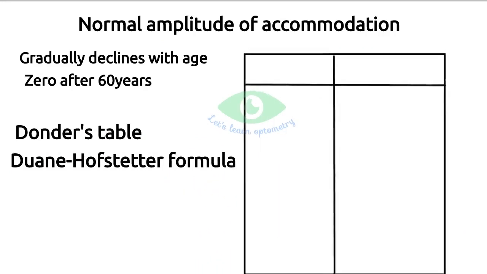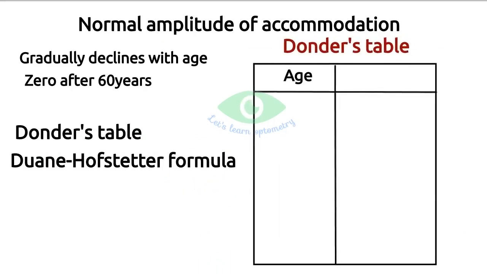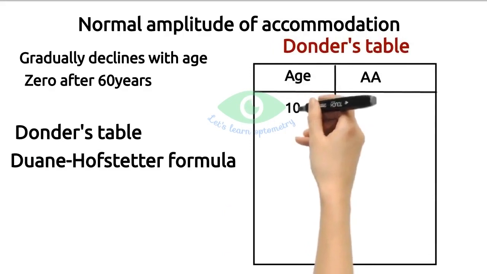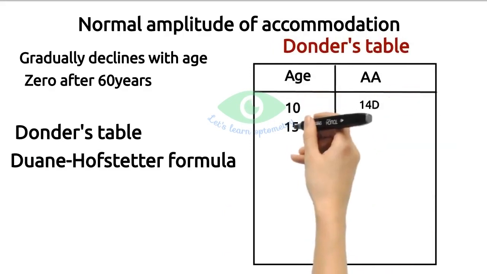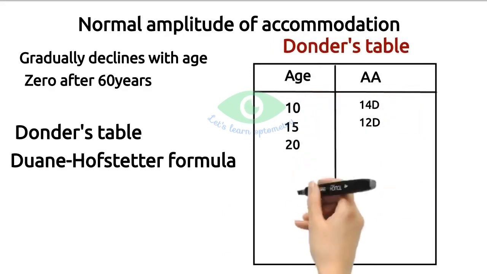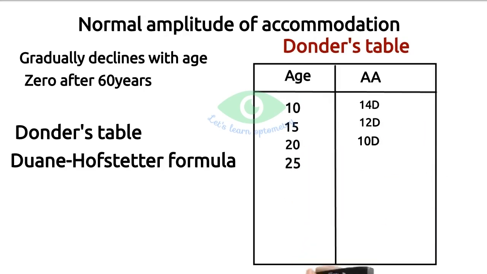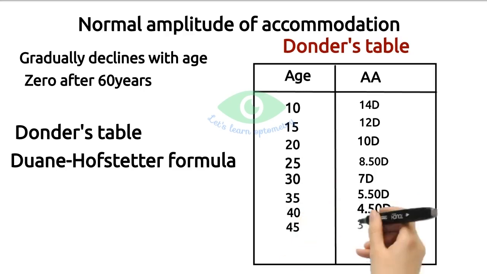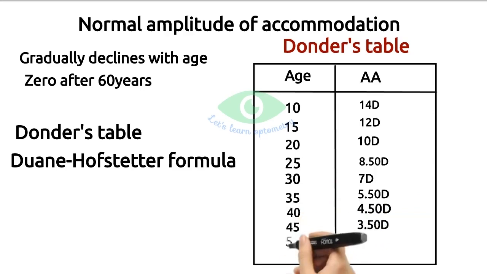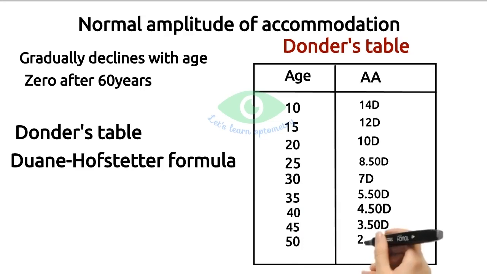The Donders table. For 10 years of age, the accommodation should be 14 diopters. For 15 years, it is 12 diopters. For 20 years, it is 10 diopters. For 25 years, it is 8.50 diopters. For 30 years, it is 7 diopters. For 35 years, it is 5.50 diopters. For 40 years, it is 4.50 diopters. For 45 years, it is 3.50 diopters, for 50 years it is 2.50 diopters, and for 55 years it is 1.75 diopters.